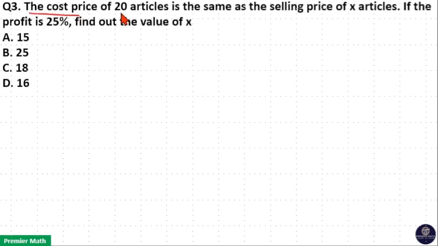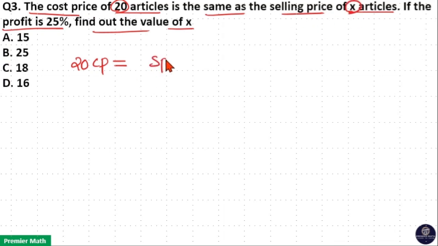The cost price of 20 articles is same as the selling price of X articles. If the profit is 25%, find out the value of X. Here cost price of 20 articles, that is 20 CP, which is same as the selling price of X article.